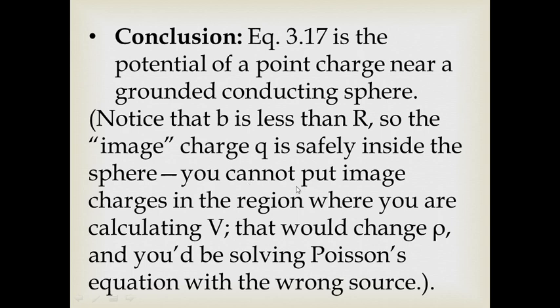You cannot put these image charges in the region where you are calculating the potential V. That would change the rho, and you would be solving Poisson's equation with a wrong source because the charge would be added. So the charge distribution is going to be changed in both conditions. That means we are solving Poisson's equation with the wrong source. That's why the image charge should be kept in another region, not in the same region.